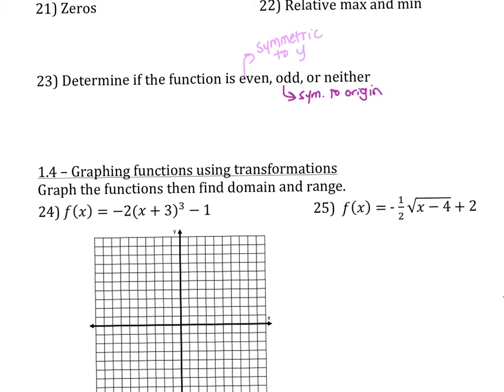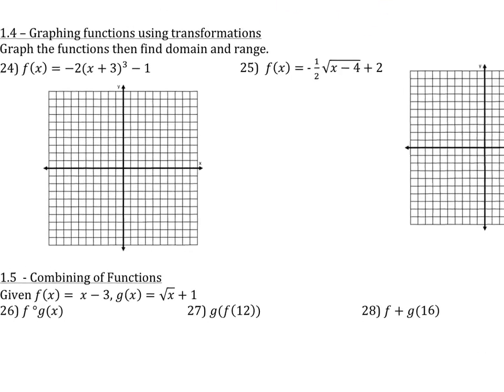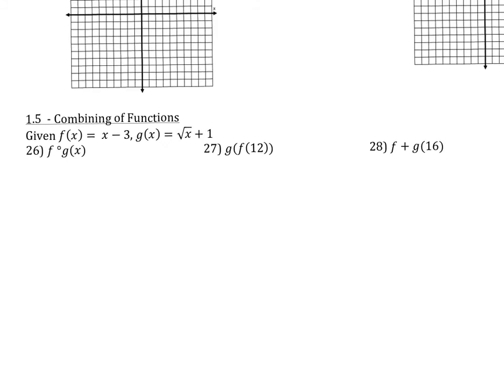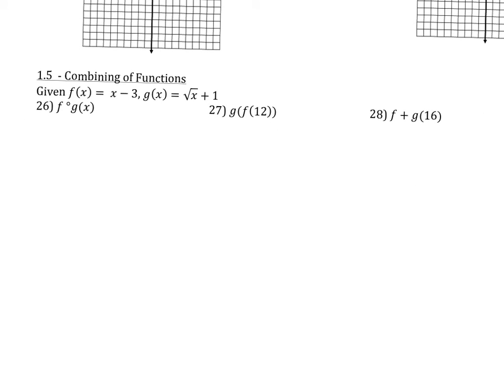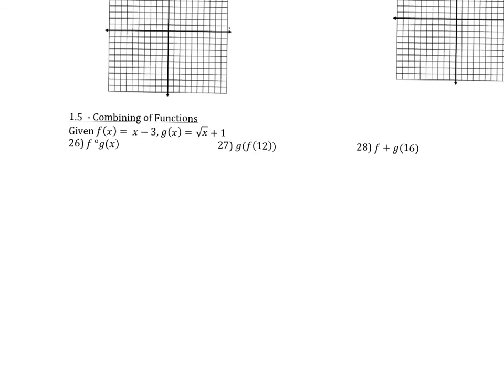Inside the parentheses does what? What happens inside the parentheses or inside the function? That's your horizontal shift, okay? How about outside, adding or subtracting something to the function? That's your vertical shift, okay? So you're going to graph those and then give me domain and range. And then 1.5 is where we started the day, okay? So that kind of takes us all the way back to the beginning. Any questions overall on any of the content that's on this review packet? Okay.